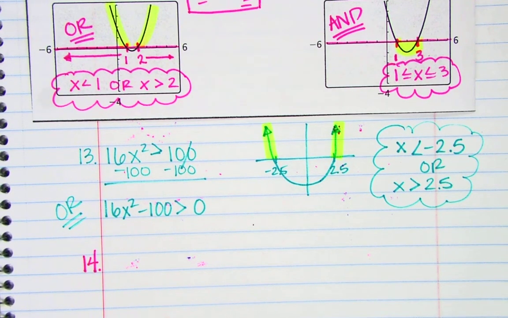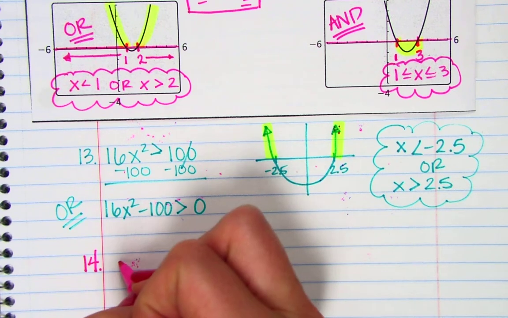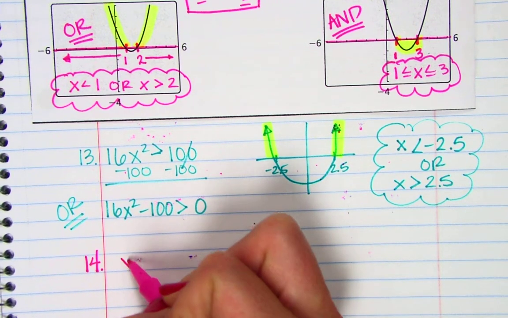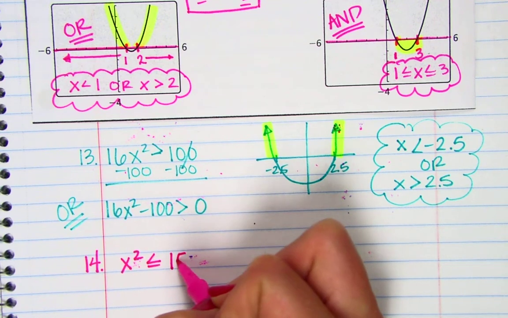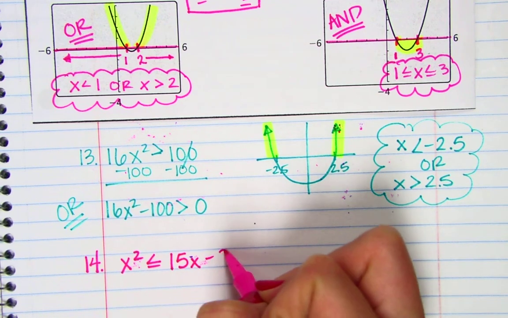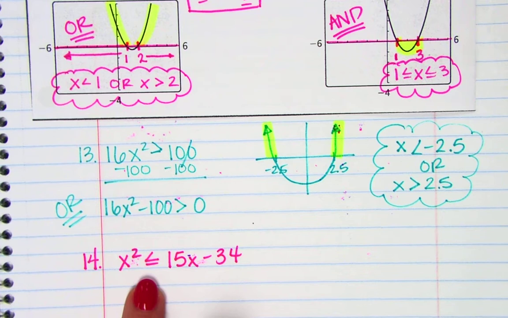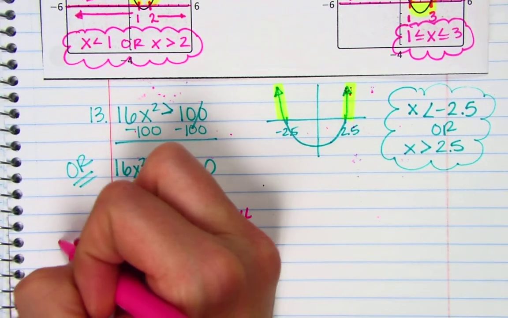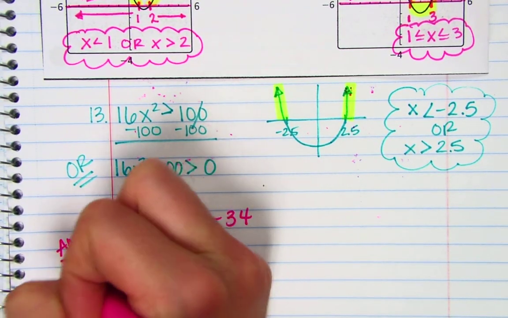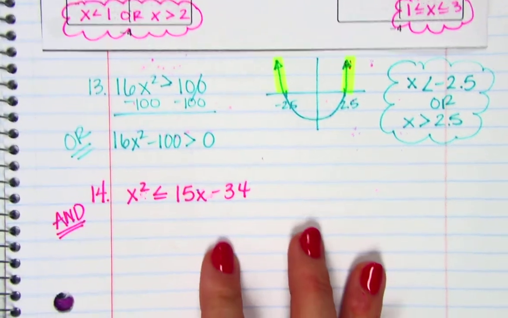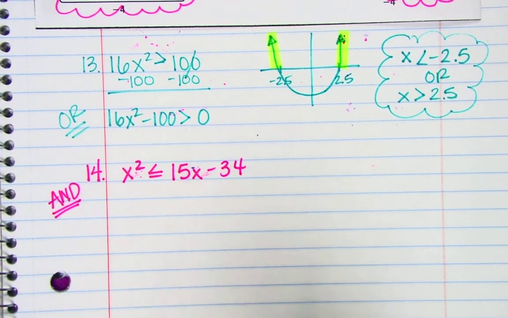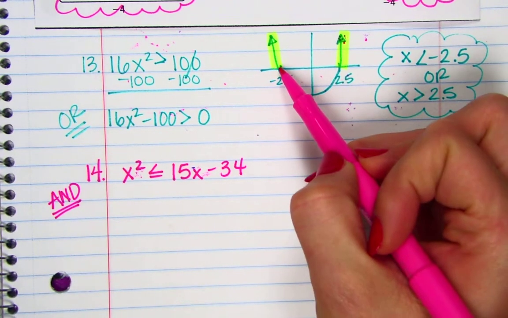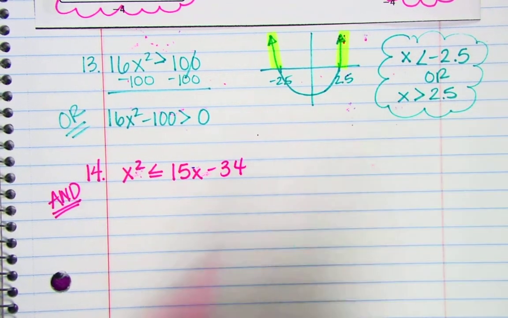All right, let's do the last one. Okay, what do you think it's going to be, and or or? All right, you're probably right. Okay, not always, but probably are right. All right, it's less than or equal to, so that does make it an and. Okay, and problem. For and, just like we did here, we want to find the x-intercepts first, because that's where it crosses and either goes below or above.